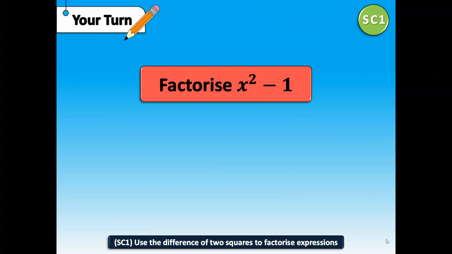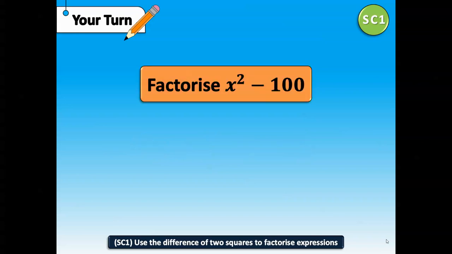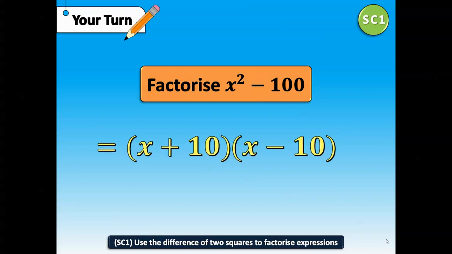So in this question, the square root of 1 is 1. So we're going to have x plus 1 and x minus 1. Here's another question for you to have a go at. Pause the video, and when you're ready for your answer, press play. So in this question, the square root of 100 is 10. So one bracket will be x plus 10, and the other bracket will be x minus 10.